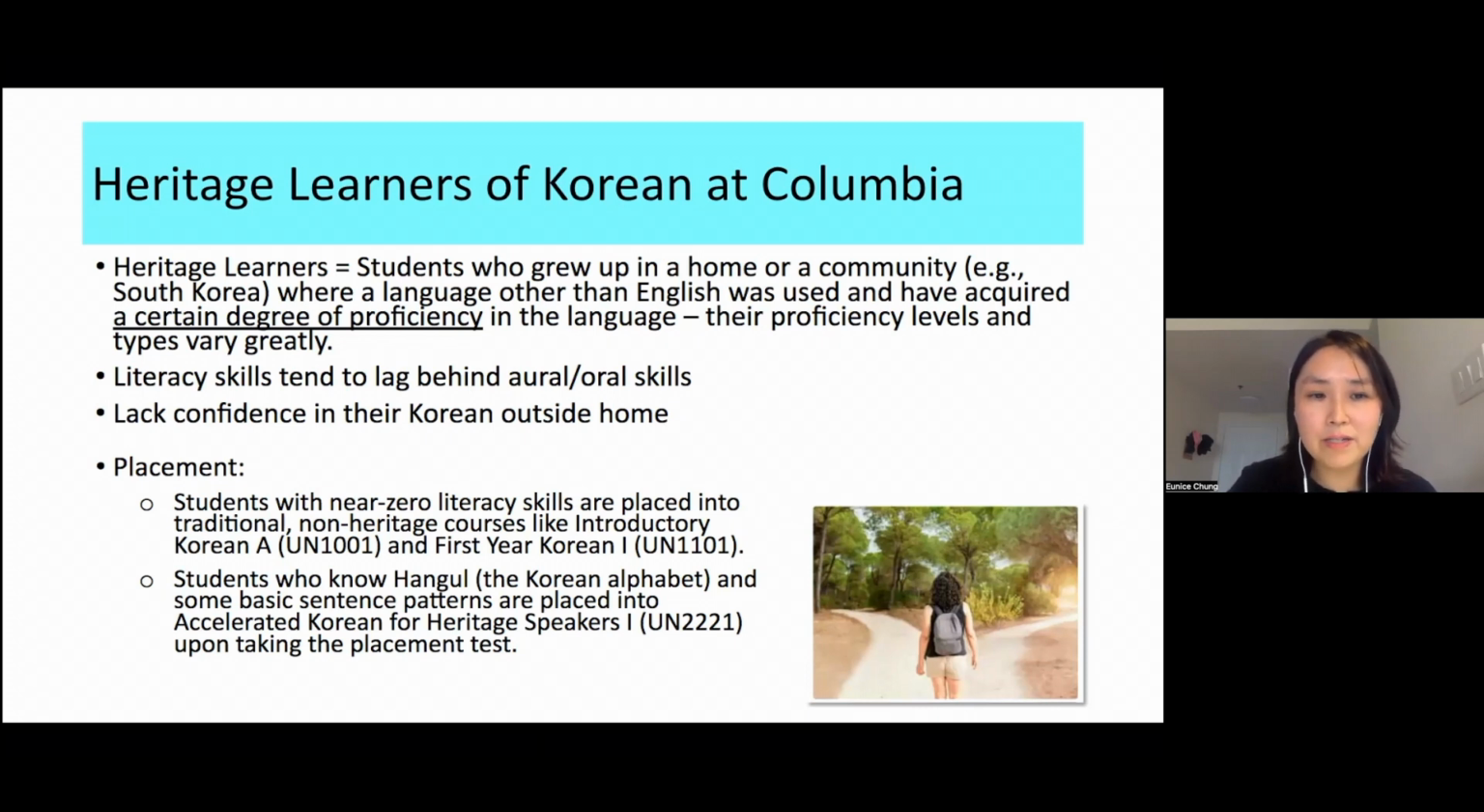So how do we place the students? Students with near zero literacy skills, like they don't know the Korean alphabet Hangul, are usually placed into traditional non-heritage courses like Introductory Korean A or First Year Korean 1. And students who know Hangul, the Korean alphabet, and some basic sentence patterns are placed into accelerated Korean for heritage speakers after taking the placement test.